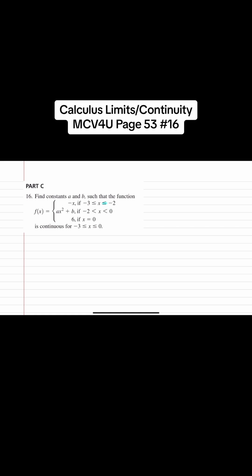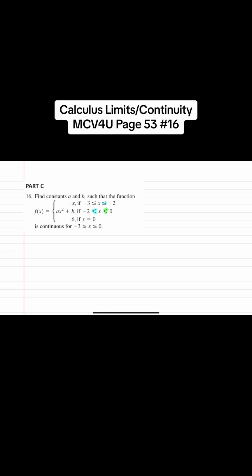If we look at the first piece, we see that -2 is included. However, if we look at the second function, we see that -2 is not included. This means that the function is not necessarily continuous for -3 to 0 right now. And the way we'll fix this is by setting those two functions equal to each other to figure out our constants. Likewise, if we look at the second and third function, we'll see that 0 is not inclusive.